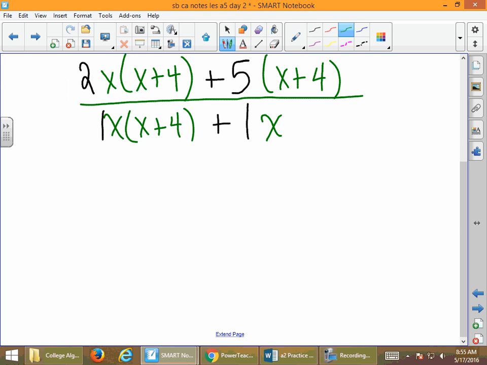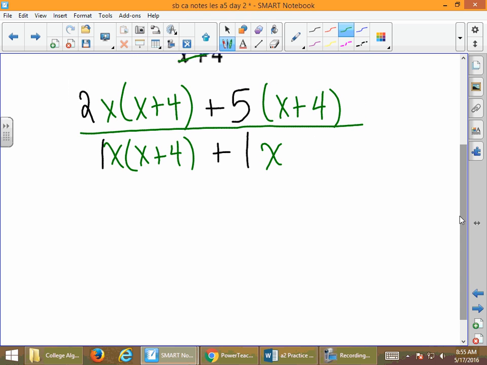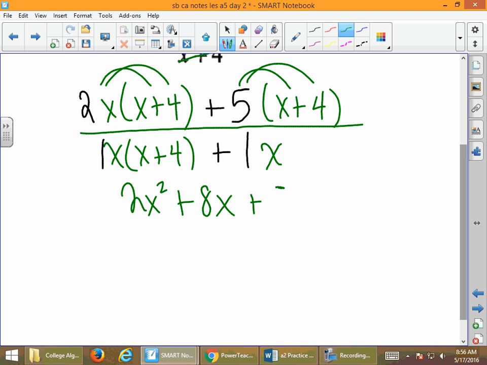So we drop the x plus 4's: 2x plus 5 equals 2x. And then how about we distribute here? So we get 2x squared plus 8x. Then plus, distribute here, 5x plus 20.